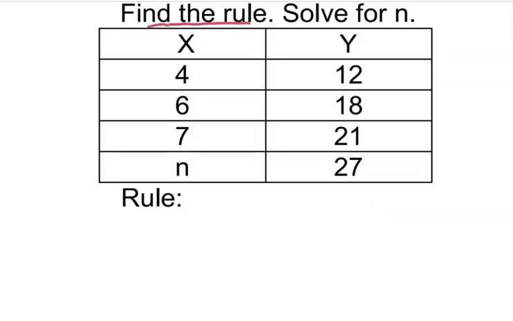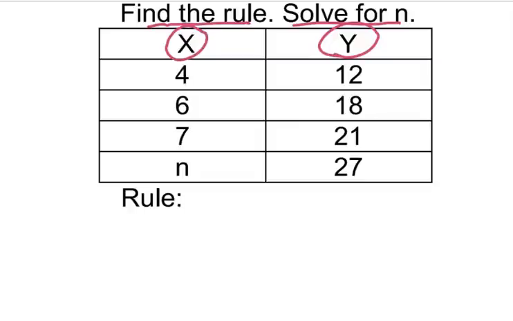Find the rule and solve for n. All right, so once again, whatever x is, there's a rule that it's going to have to follow, and it's going to become whatever the number is over here in the y column. It's called an input-output table. I think I can see it already. So if you don't, pause it and figure it out. Otherwise, I'm going to say it right now.